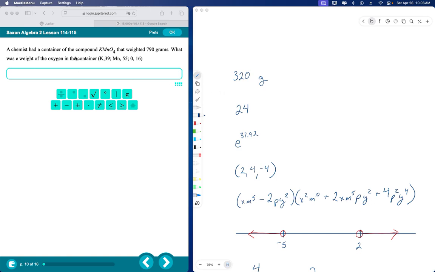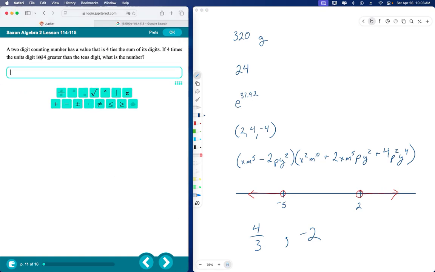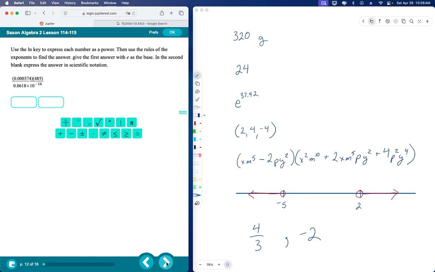A chemist had a container. The answer is 320 space g. Type it in like that, it'll mark it right. The next problem, a 2-digit counting number. That 2-digit counting number is 24.